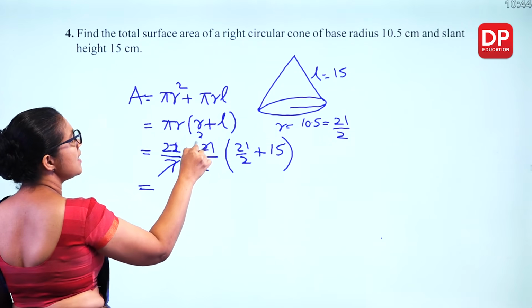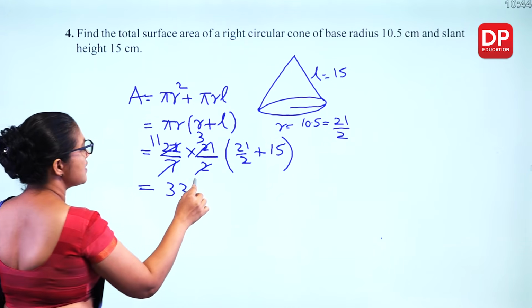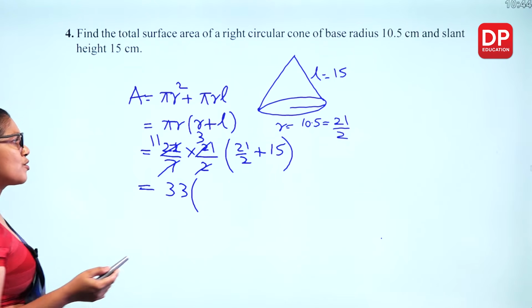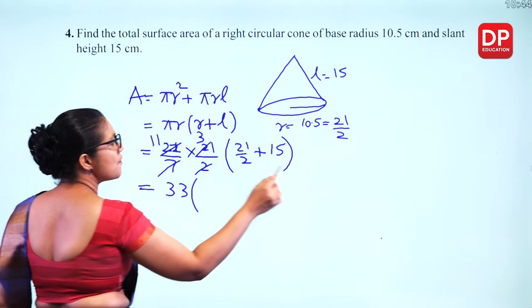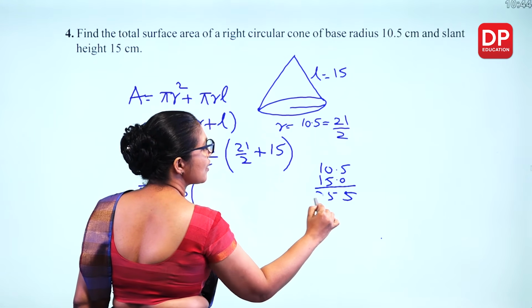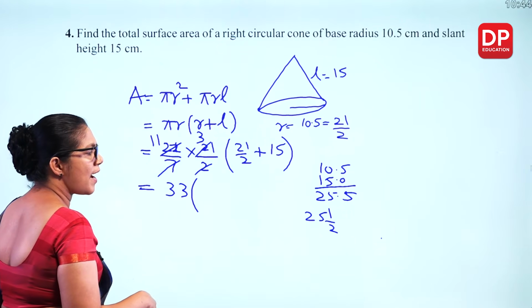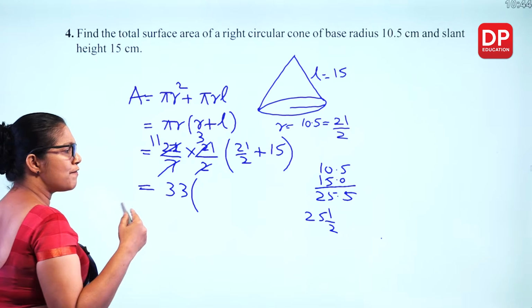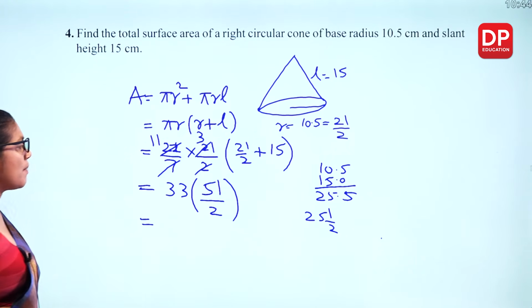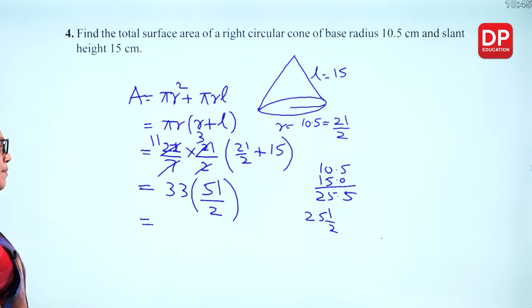7 times 3, 2 times 11. 11 times 3, 33. Here what's the answer? 10.5 plus 15, or 21/2, we can take as 10.5 plus 15 is 25.5. When you convert to a fraction, 2 times 25, 50, plus 1, 51/2. So that means you multiply 51 by 33 and divide by 2.